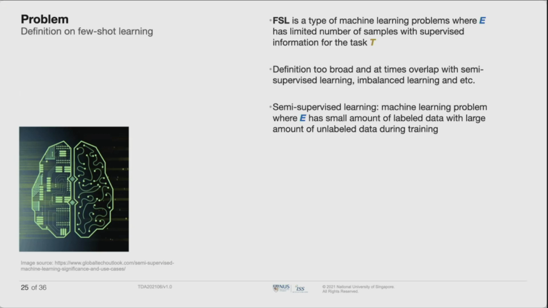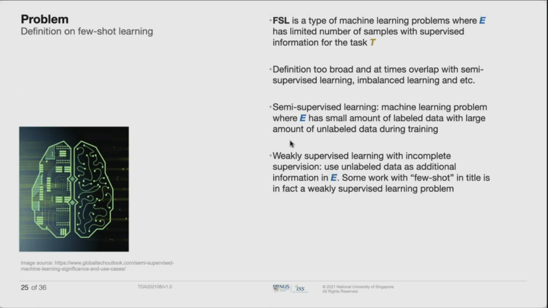In semi-supervised learning, the machine learning problem has a small amount of labeled data with a large amount of unlabeled data during training. In this kind of problem, the data is there, the data size is large, the issue is on the label. The problem is asking for a solution that can label a large amount of data based on the initial small amount of labeled data it has. Besides, there is so-called weakly supervised learning with incomplete supervision, and some works titled few-shot are in fact weakly supervised learning problems. These are not true few-shot learning.